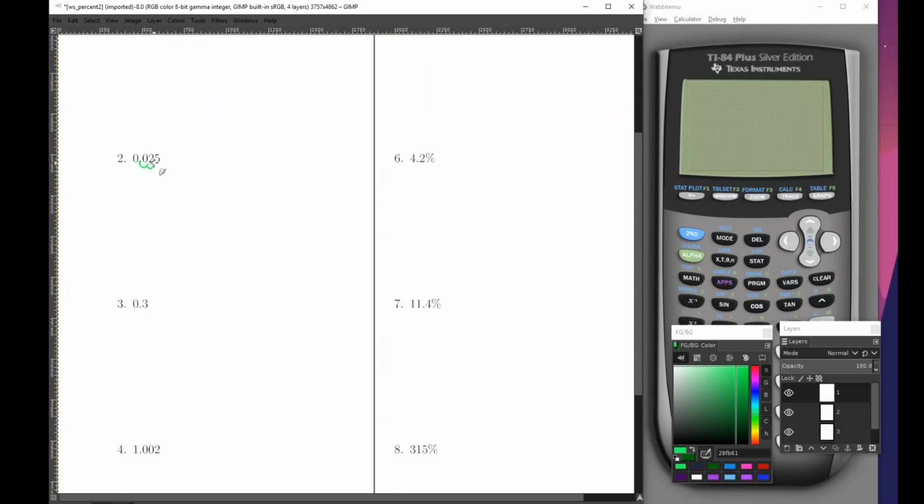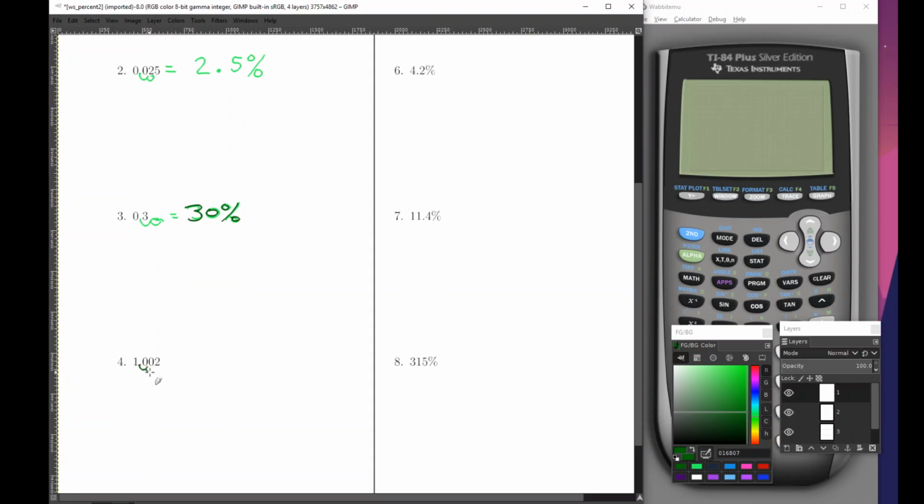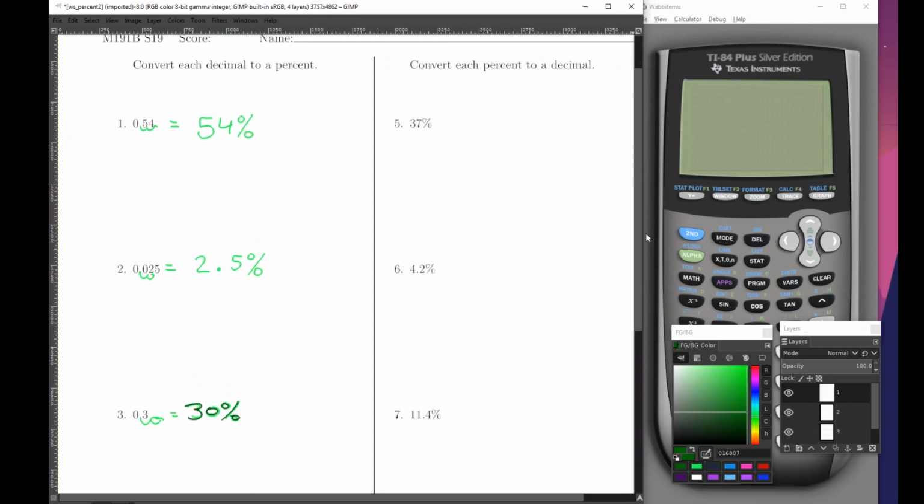0.025, again, I move it 2 spaces. This is 2.5%. This is 2 spaces to become 30%. Notice how it picks up that extra 0 right there. We get 30% in a more readable color here. And even this 1.002, it still goes 2 places. We get 100.2%. Neat.